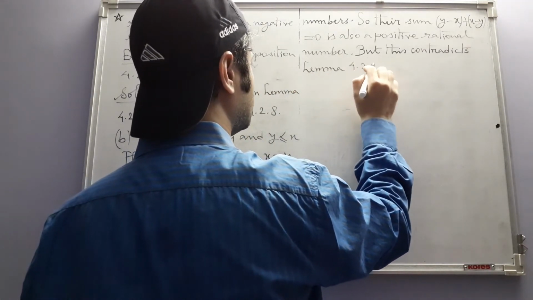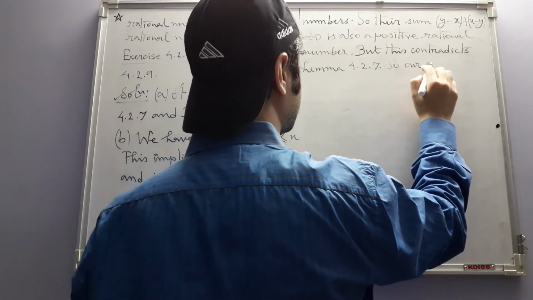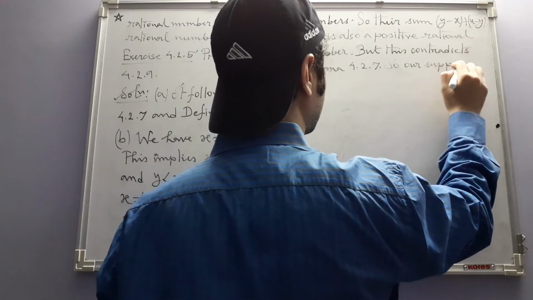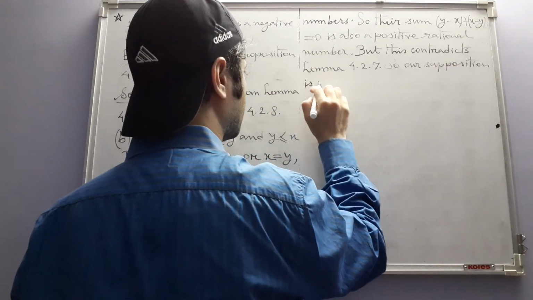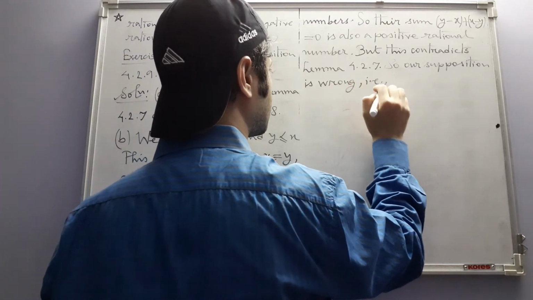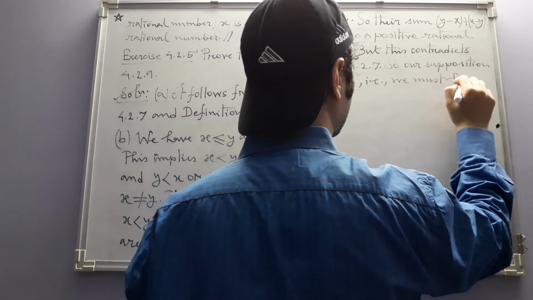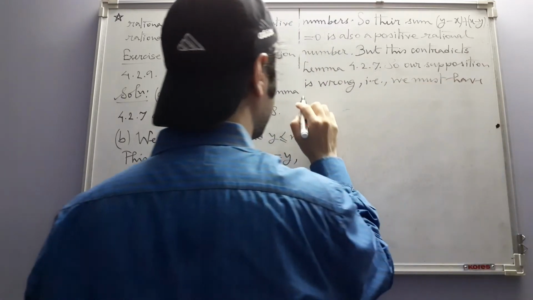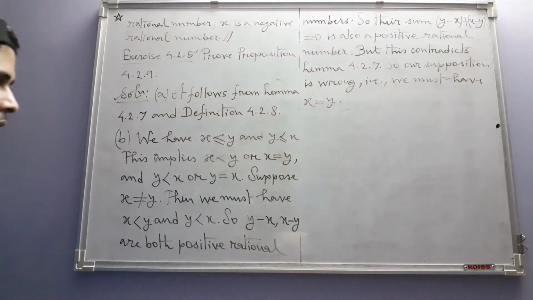lemma 4 to 7. So that means our supposition is wrong. That is, we must have x equal to y, and this proves anti-symmetry.